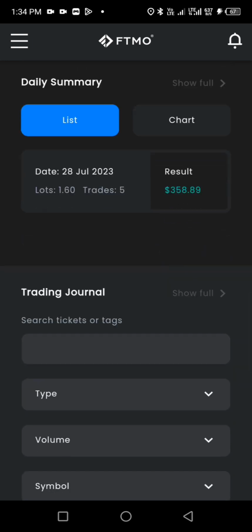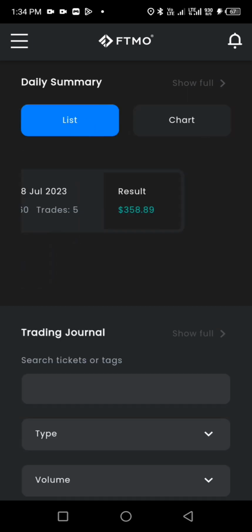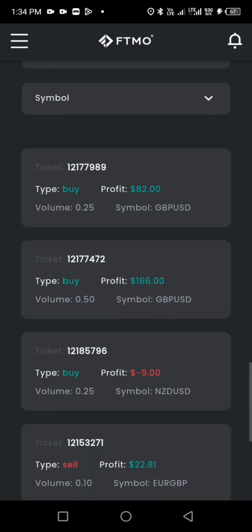I'll actually try this out, and I'll get to show us more on it. But these are the trades I actually took.